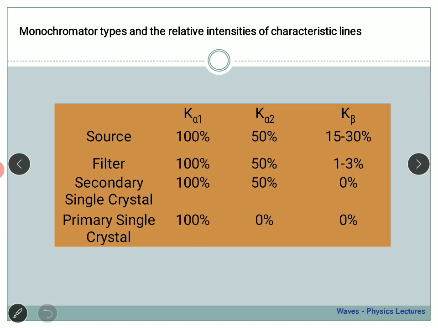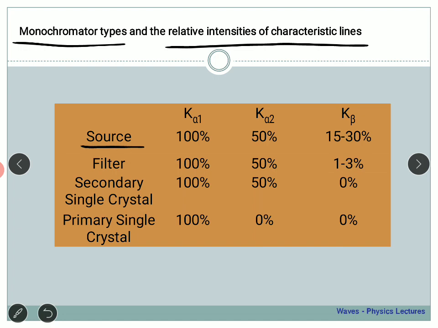So, monochromator types. There are different monochromator types and the relative intensity of the characteristic line. You have studied so many monochromators here. We have talked about the filters. We have talked about the secondary single crystal and the primary single crystal. So if we just use the source, we don't use any monochromator there.